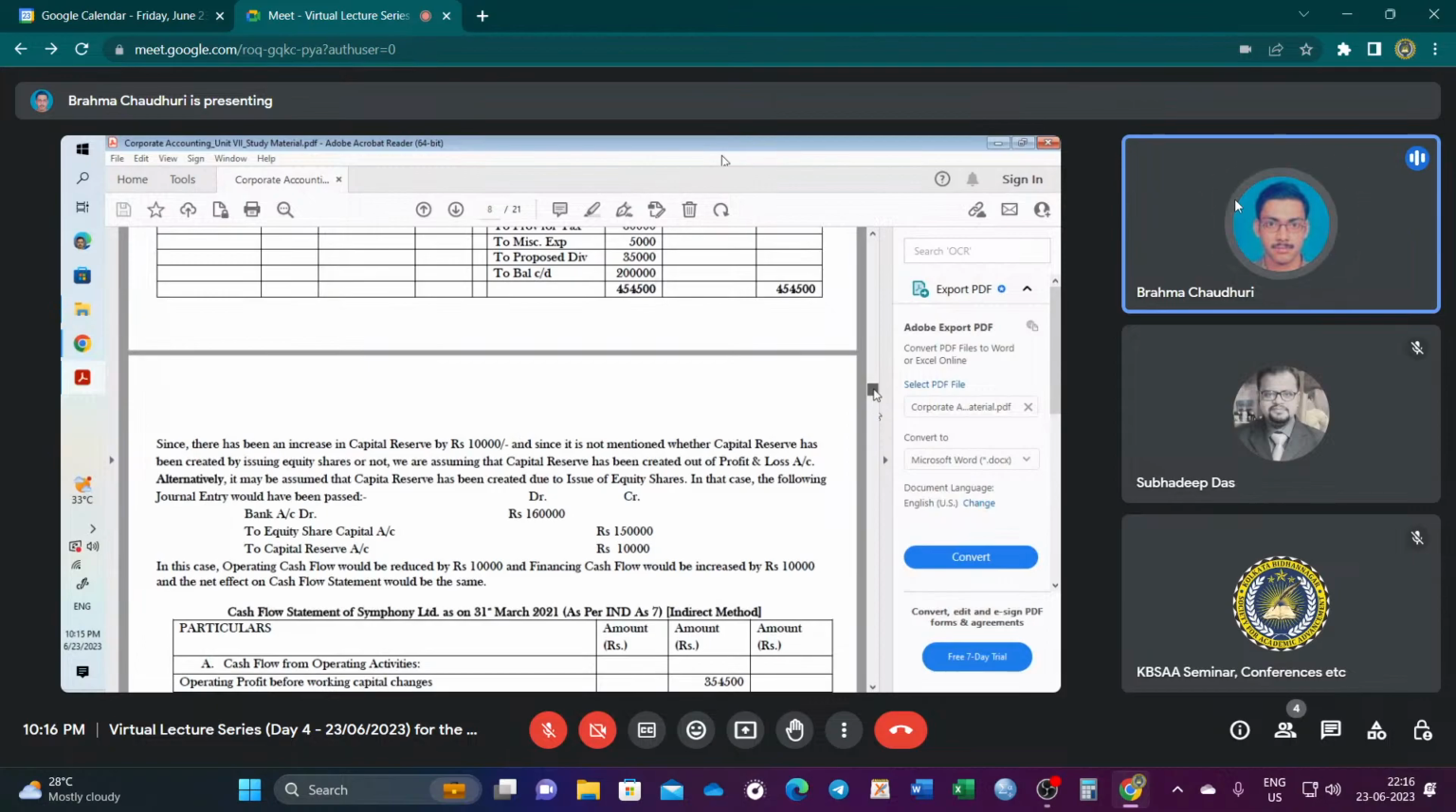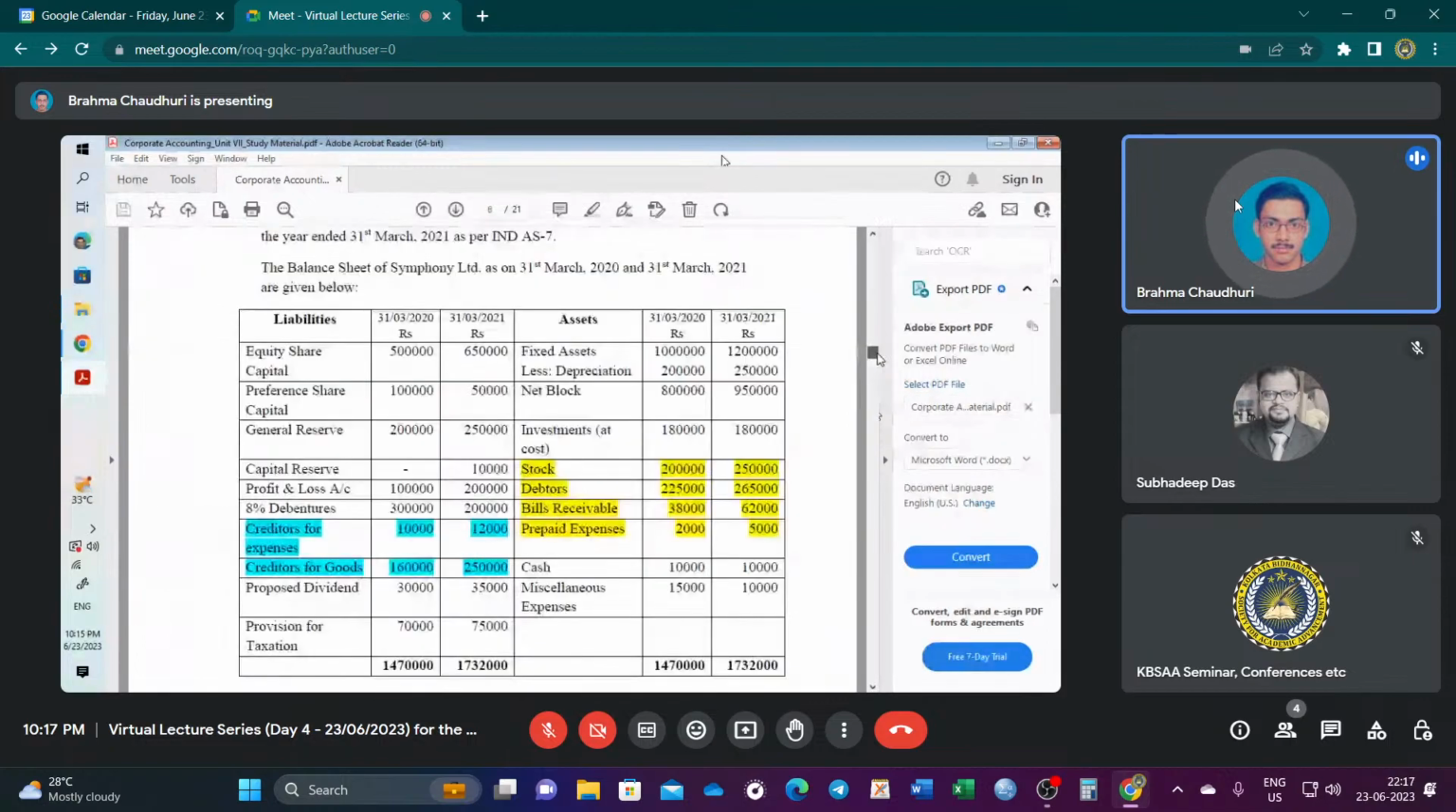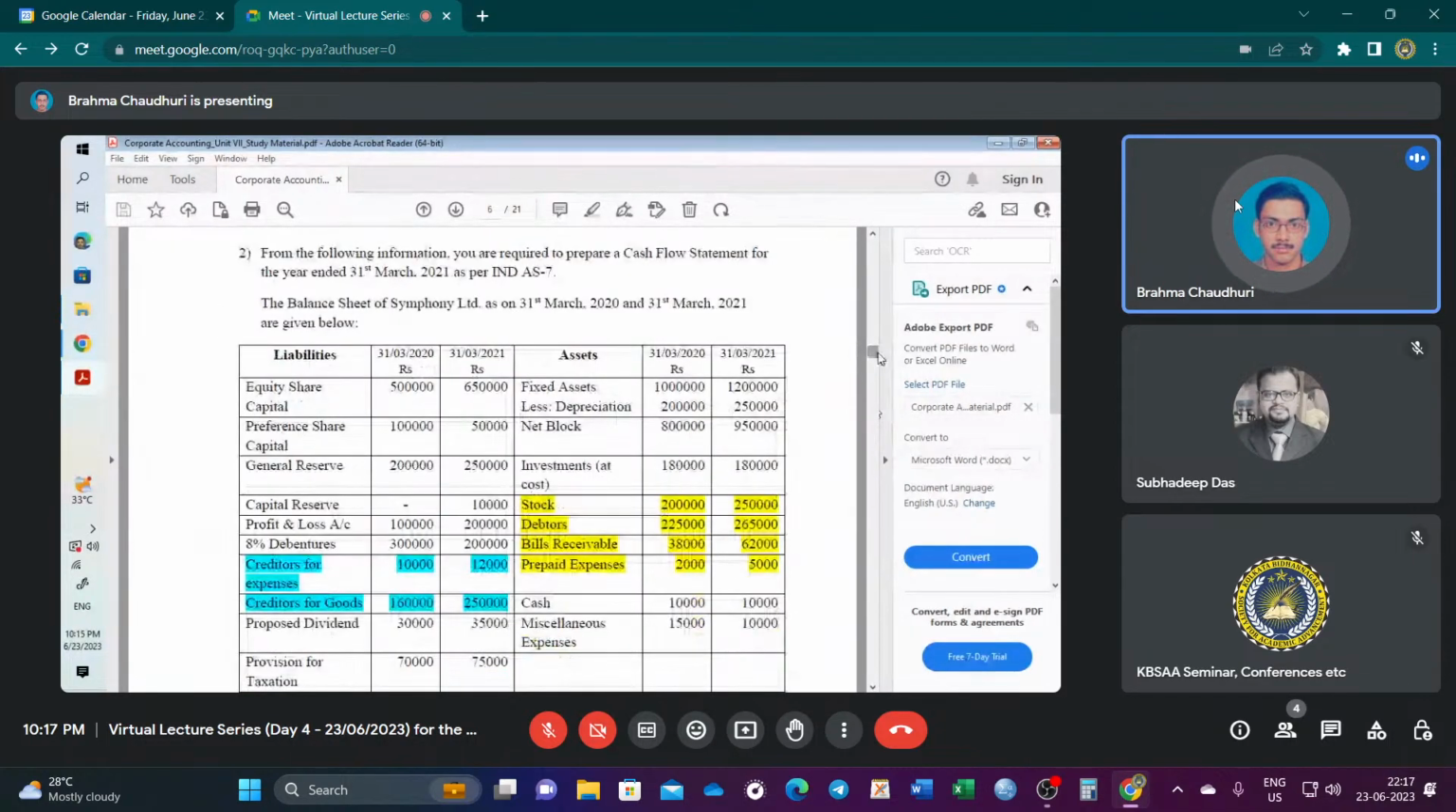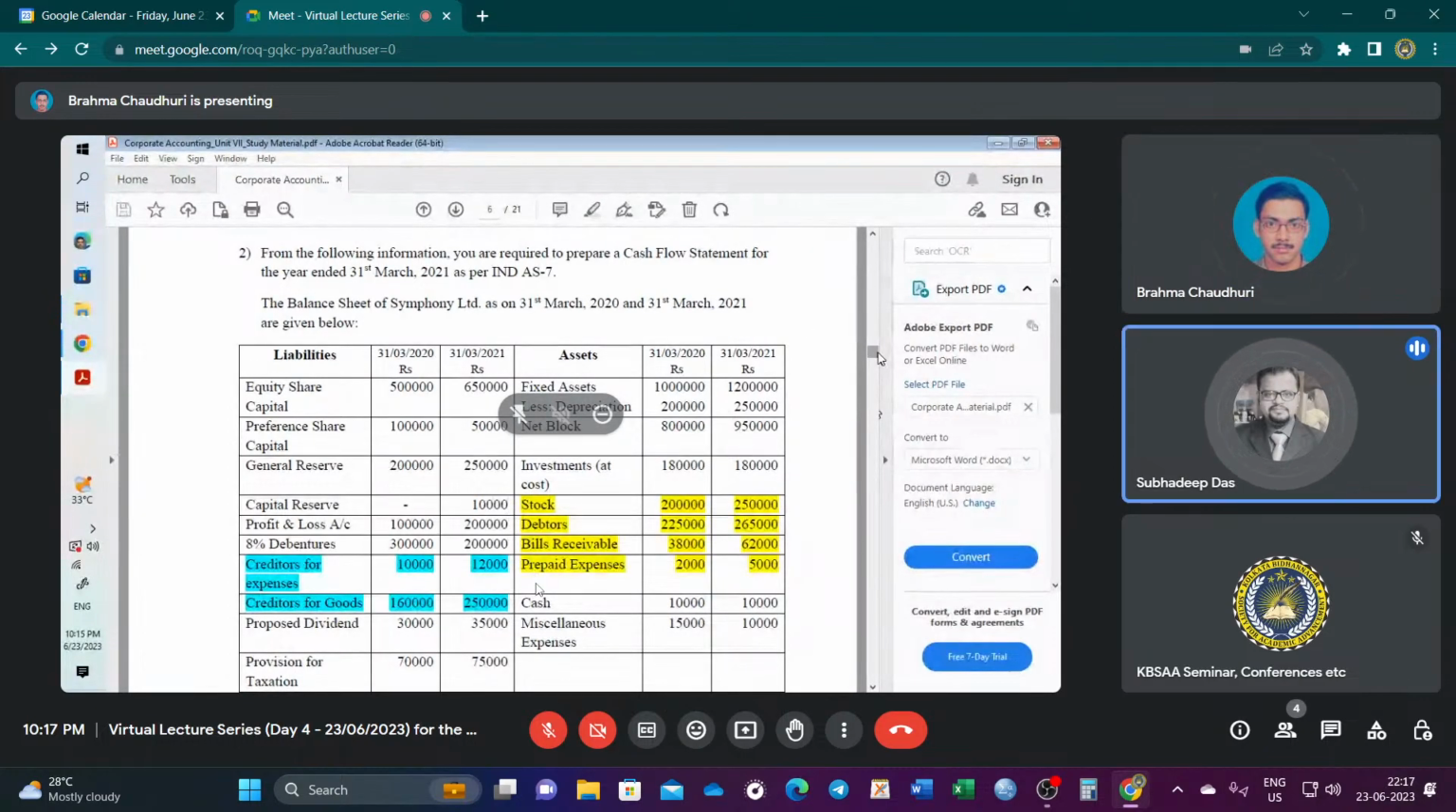Now if any of the students who have joined have any other query regarding this solution? Sir, one more query is there. Yes. On the asset side, I have seen that there is one item just below miscellaneous expenditure.